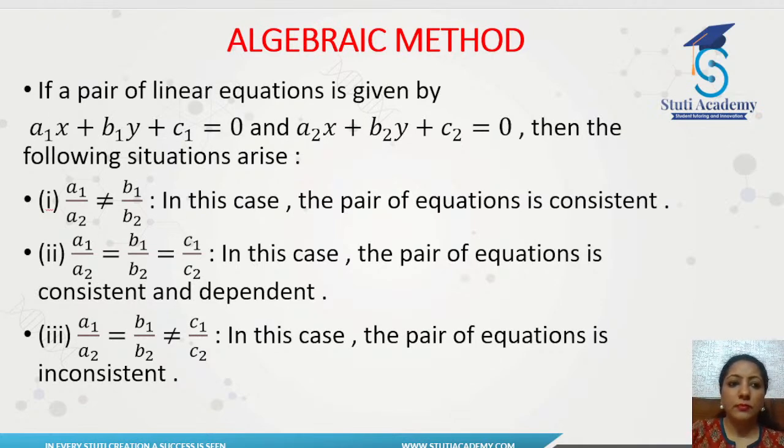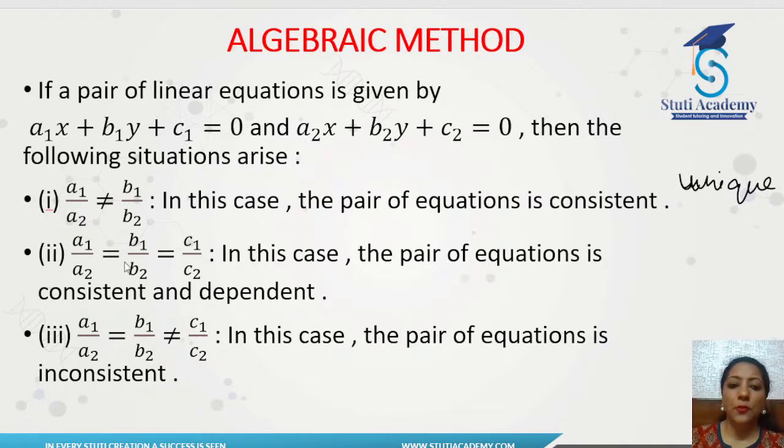Now here, if A1 upon A2 is not equal to B1 upon B2, we say that the set of equations is consistent. Consistent means it has solution. There is unique solution for this. Unique solution means that the lines representing these two equations would be intersecting lines.